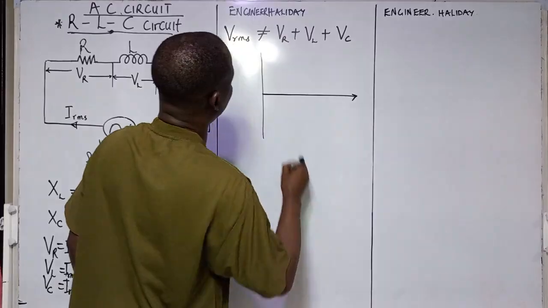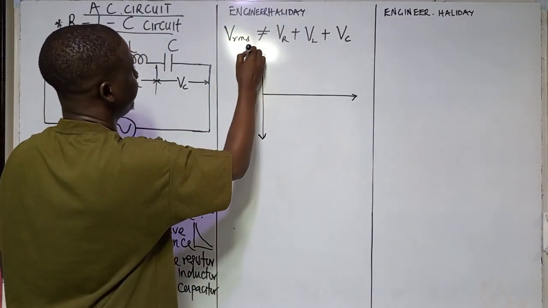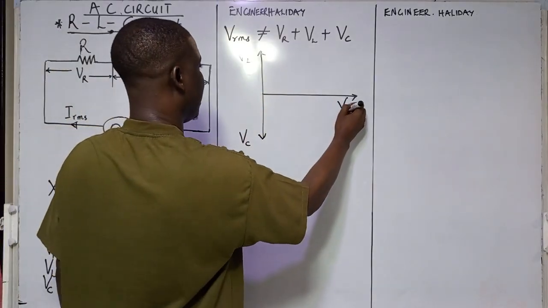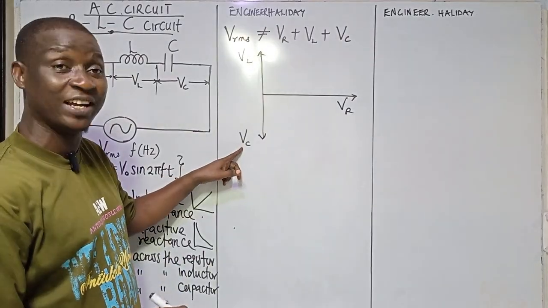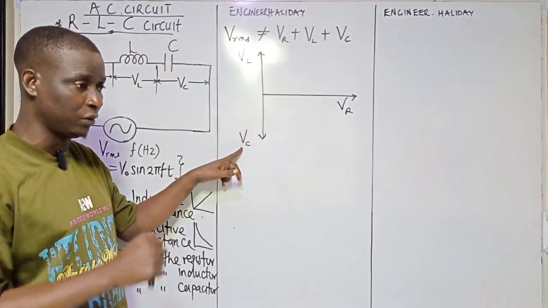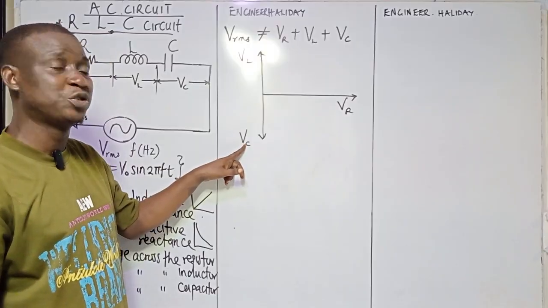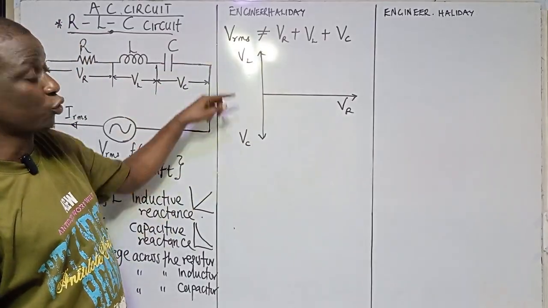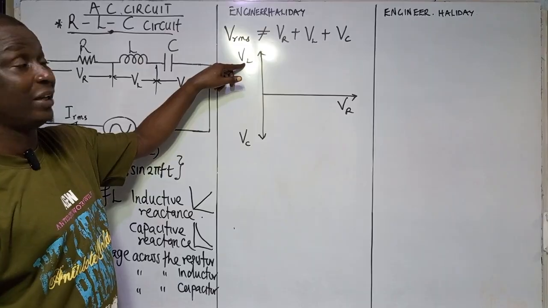Okay, see this guy now. Look at the vector diagram. This is VC, VL, and this is VR. Now don't forget that capacitors do not allow AC current to pass through them. That's why we use them for filtration, to filter, to smooth when you convert AC to DC. This will allow current to pass through them.